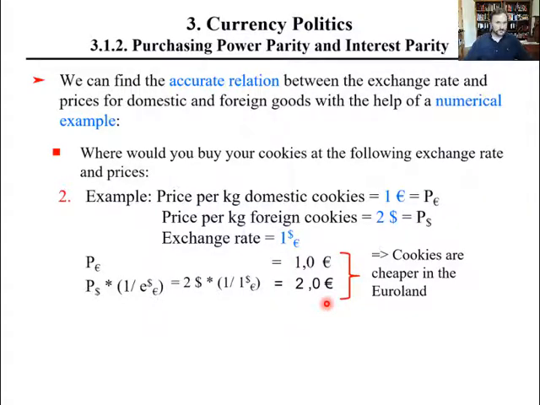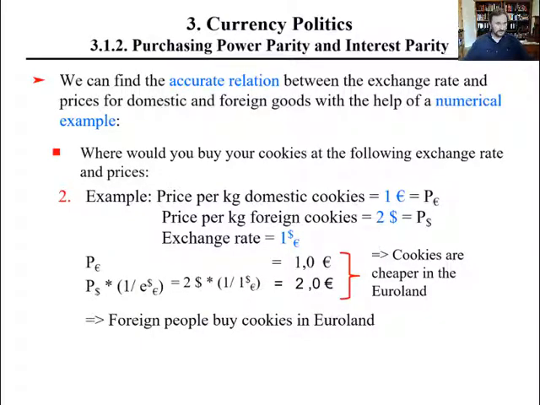Euroland offers the cheapest cookies. What would happen now? Well, now of course the opposite happens. Nobody wants to buy cookies in the United States, so Americans would try to buy cookies in Euroland.